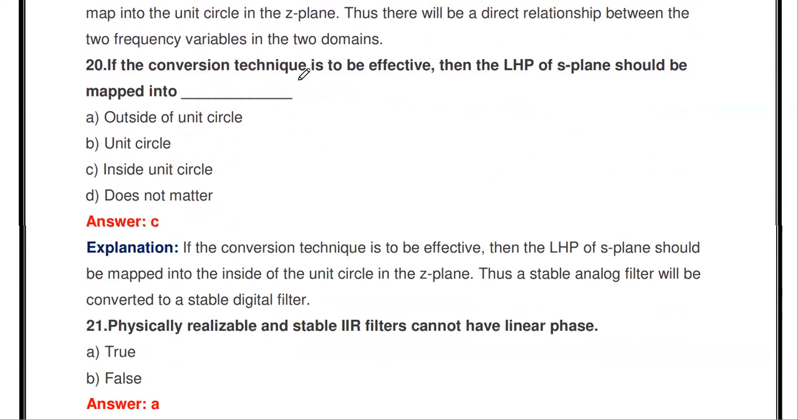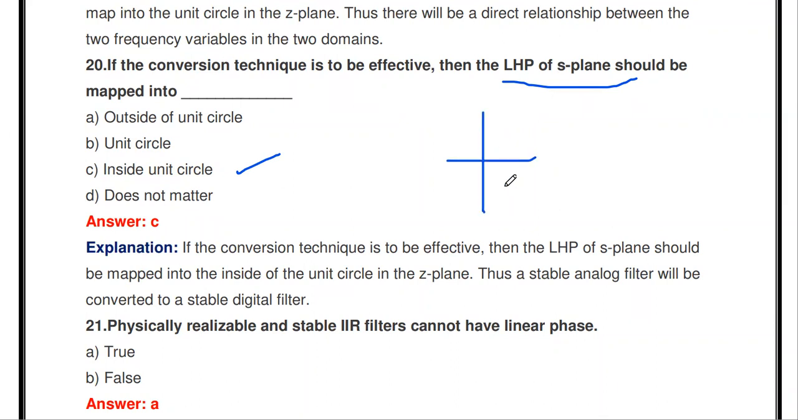Then, if the conversion technique is to be effective, the left half poles of the S plane should be mapped into dash. So the left half poles in the S plane should be mapped inside the unit circle. Already you know that for an analog filter to be stable, all poles lie in the left half of the S plane. You see this is the S plane diagram: if poles are located here, in the left half of the S plane, all poles are transformed in the Z domain to within the unit circle.